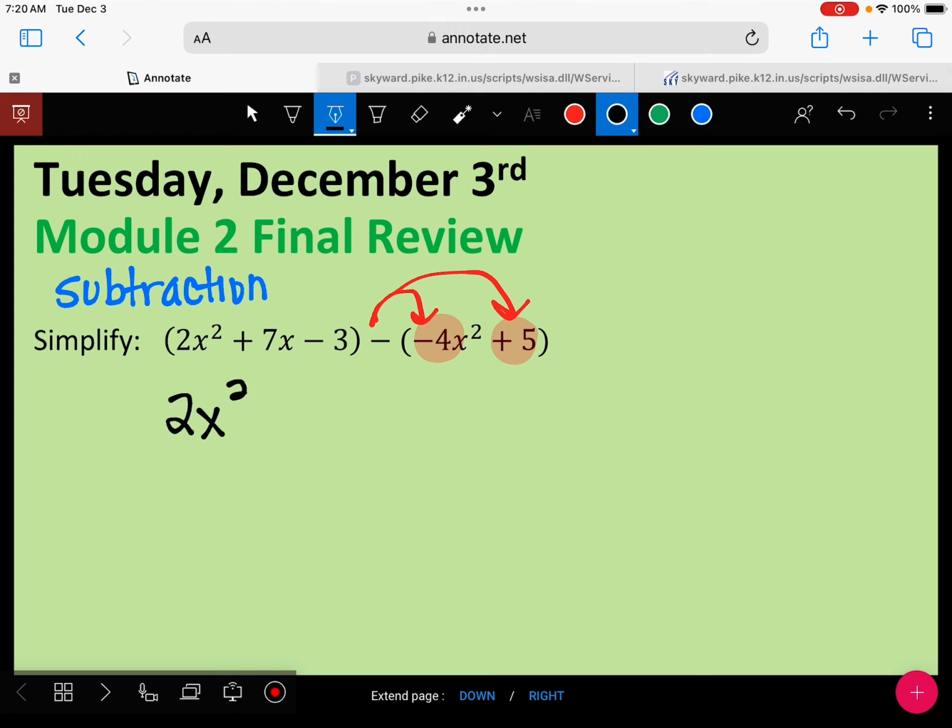So that would be 2x squared plus 7x minus 3. And then that negative 4x squared is going to become a positive 4x squared. And the positive 5 flips to a negative 5. All right, now go ahead and combine your like terms.